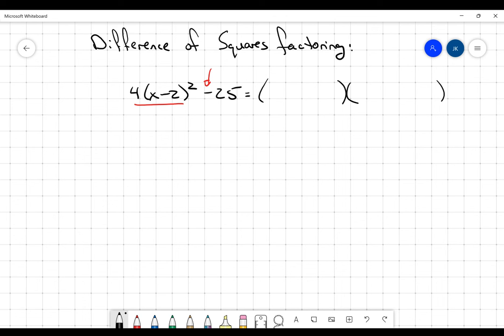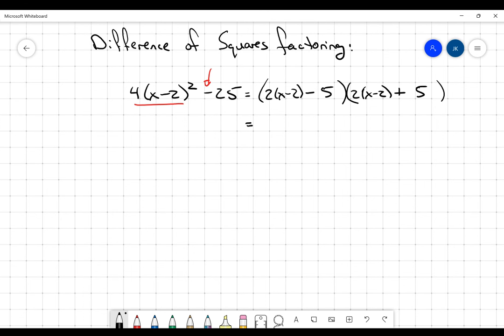But right now, I can see that the square root of 4(x minus 2) squared is going to be 2(x minus 2). I'm going to write that in the front of both of the binomial conjugate factors that I'm going to have here. And then subtraction, addition, because I'm creating binomial conjugates. It's the difference of squares. And then the square root of 25 is going to be 5.